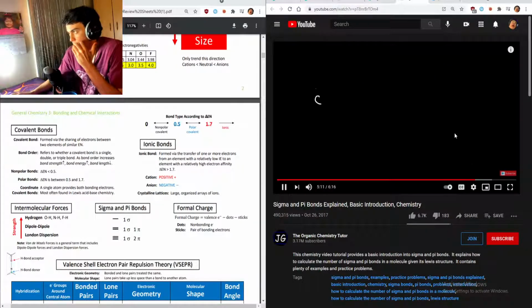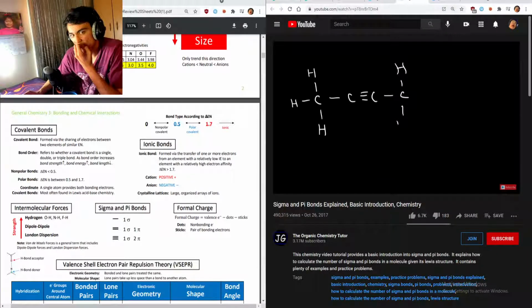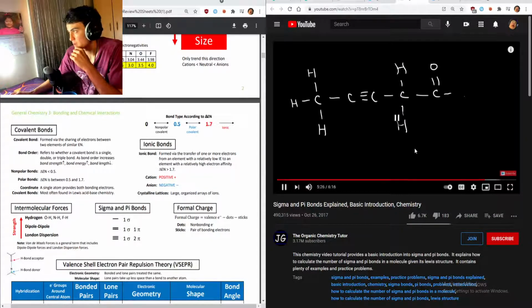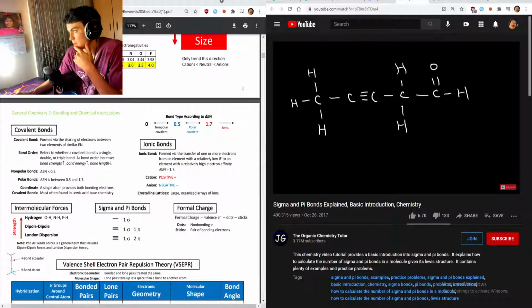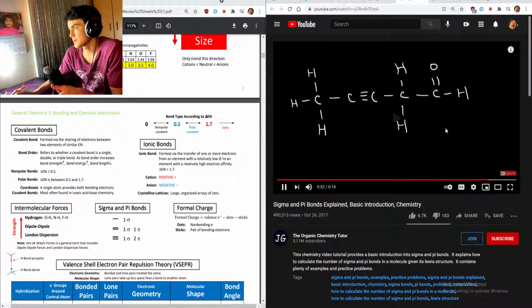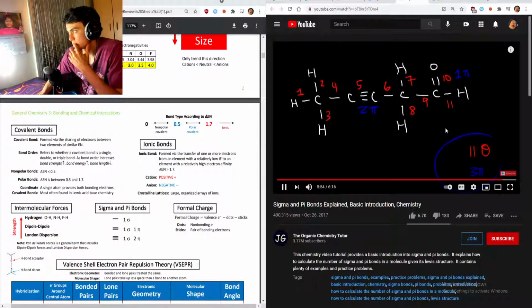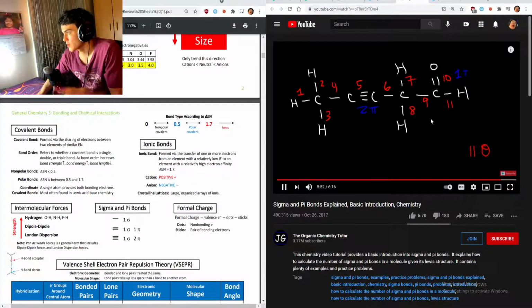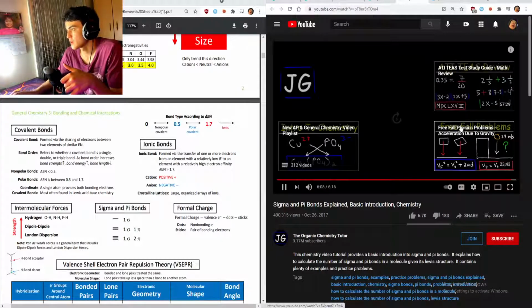That's all. So I'm going to give you a more complicated structure. Determine the number of sigma and pi bonds in this compound. 1, 2, 3, 4, 5, 6, 7, 8, 9, 10, 11. All you've got to do is just count the number of bonds. So we have 11. Simple.